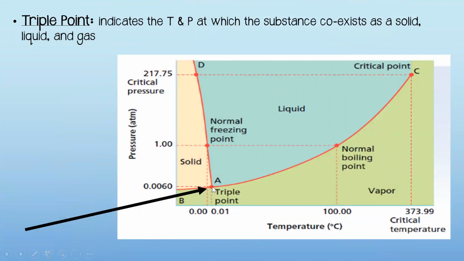So triple point. A triple point indicates where the temperature and pressure coexist as a solid, liquid, and gas. So the temperature and pressure at which this substance coexists as a solid, liquid, and gas. It's where all the lines intersect. Okay? Now, theoretically, this is great, but we know in real life, you can't have something that's actually coexisting in all three states of matter. But theoretically, that's what the triple point is. Triple because you have 3 states of matter.